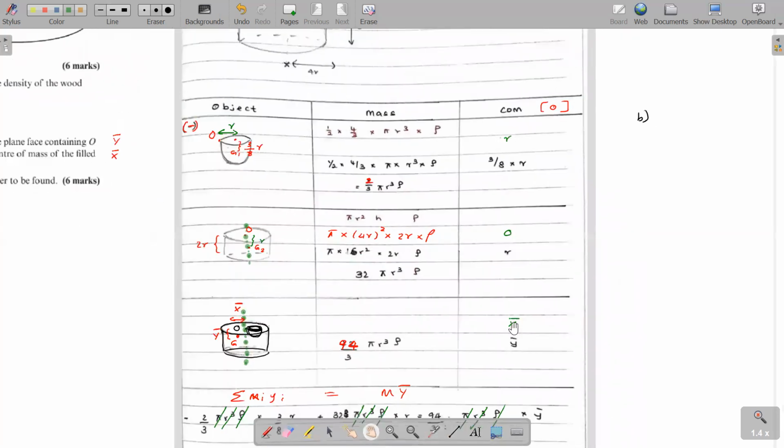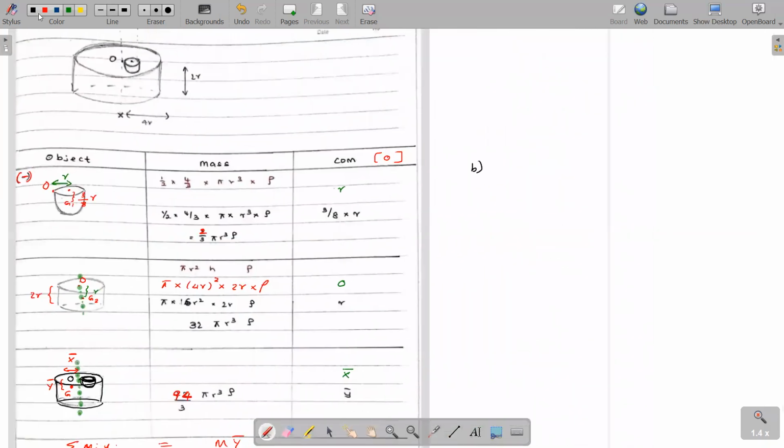Okay, and then I want to find X bar. So let's do that. Sigma m_i x_i equals total mass times X bar.